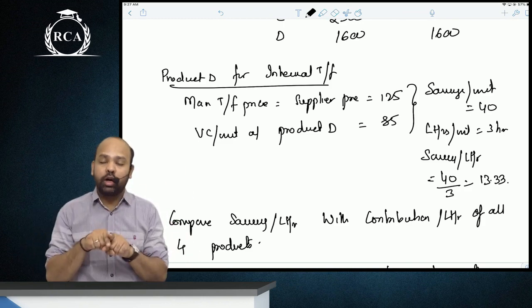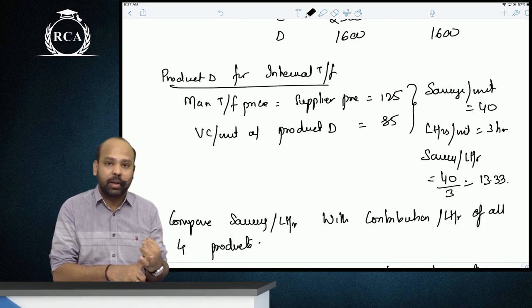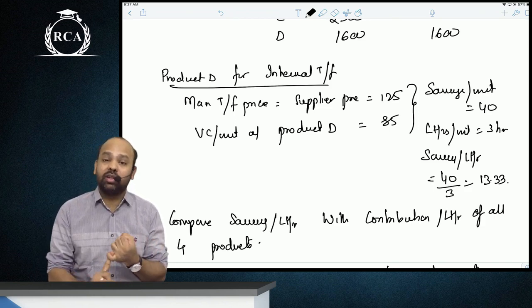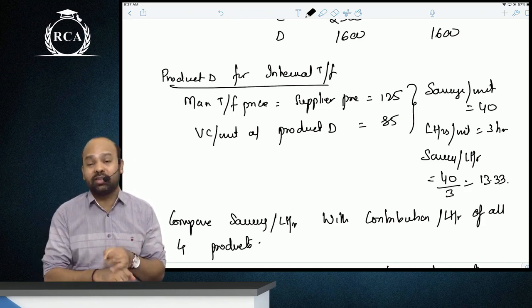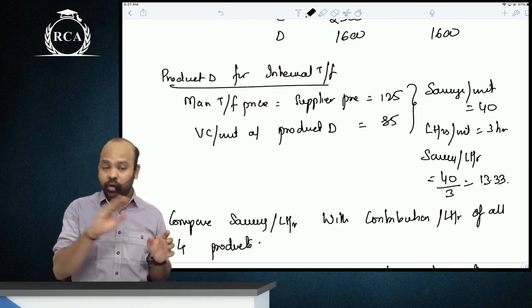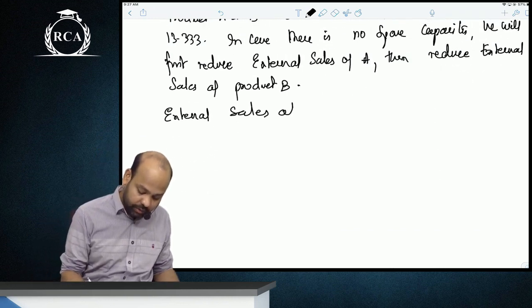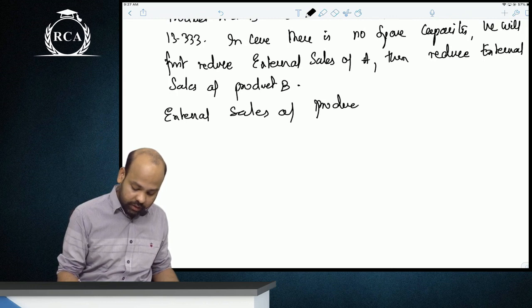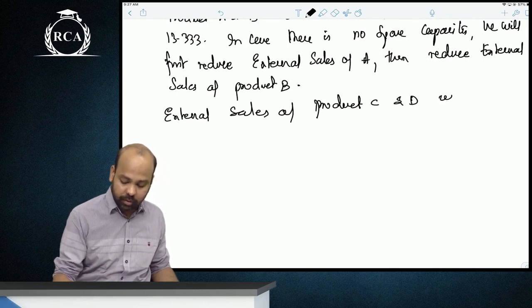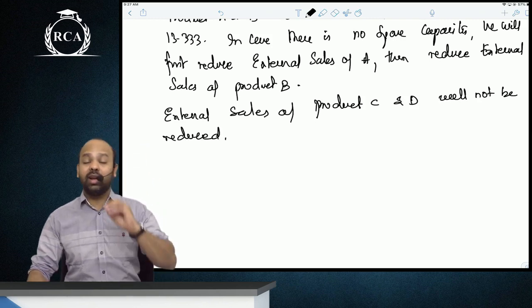From the viewpoint of the organization, it will be beneficial to transfer to the other division either by using spare capacity, or by reducing external sales of product A, or by reducing external sales of product B. You will never reduce external sales of products C and D. Most important point, guys: external sales of product C and D will never be reduced.